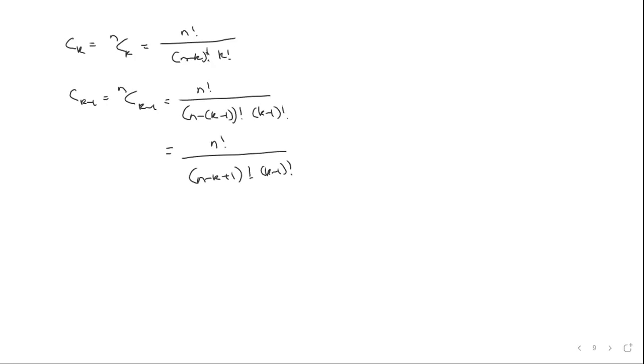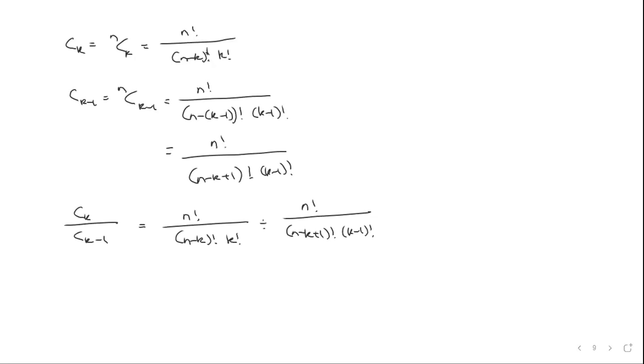So now you want to take the fraction. So ck over ck minus 1 would just be n factorial over n minus k factorial, k factorial, divided by n factorial over n minus k plus 1 factorial, k minus 1 factorial. Now when you divide by a fraction, you multiply by its reciprocal. Now, it's probably quite clear that n factorial just cancels out.